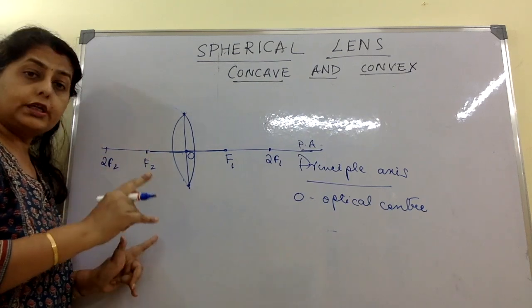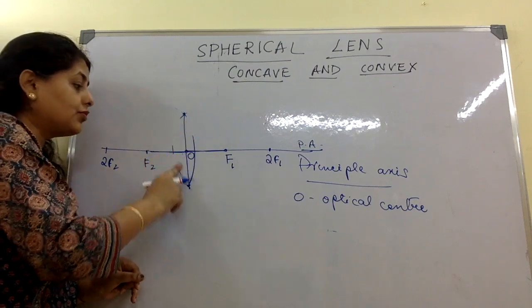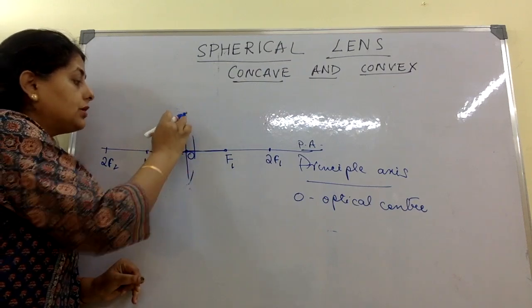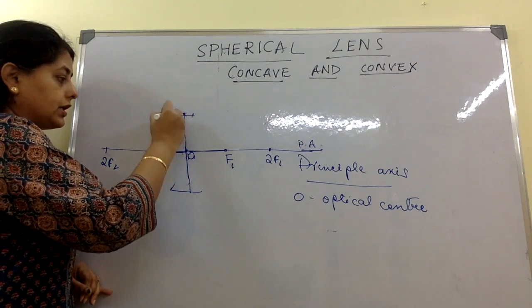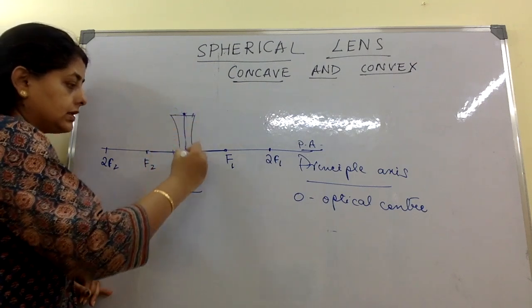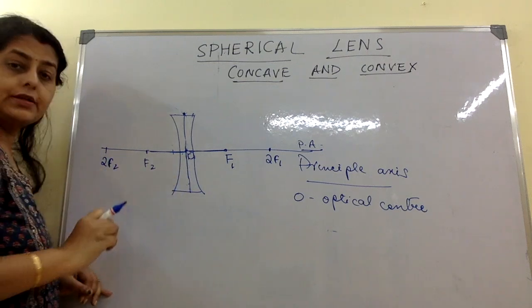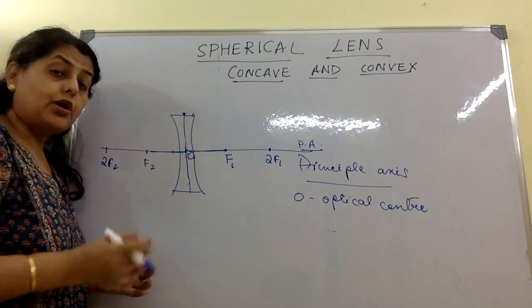If we have a concave lens, the same diagram only will change here to a concave. So the same diagram will change to concave lens. This is the concave lens. Okay, same thing. So how do you remember?